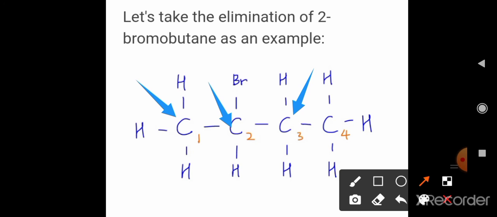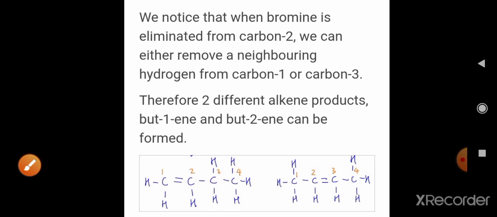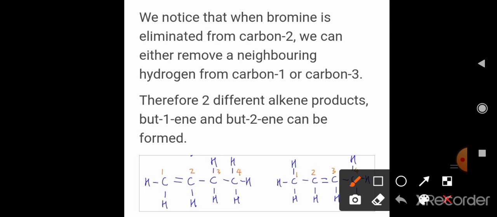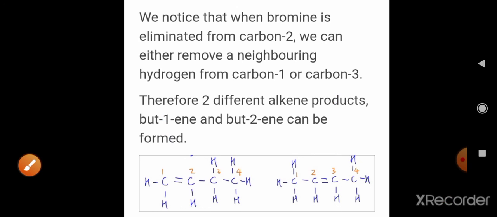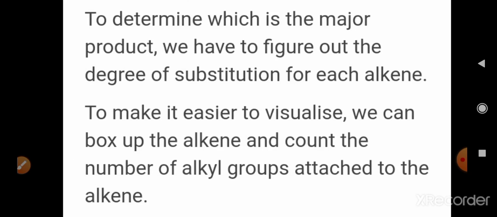In one case, we can remove hydrogen from here, and in the other case we can remove hydrogen from here to get two products. If we remove hydrogen from the first beta carbon atom, we will get this product, and if we remove hydrogen from the third carbon atom, we will get this structure. The first structure is but-1-ene and the second structure is but-2-ene. Now let us see which is the major product of the reaction.